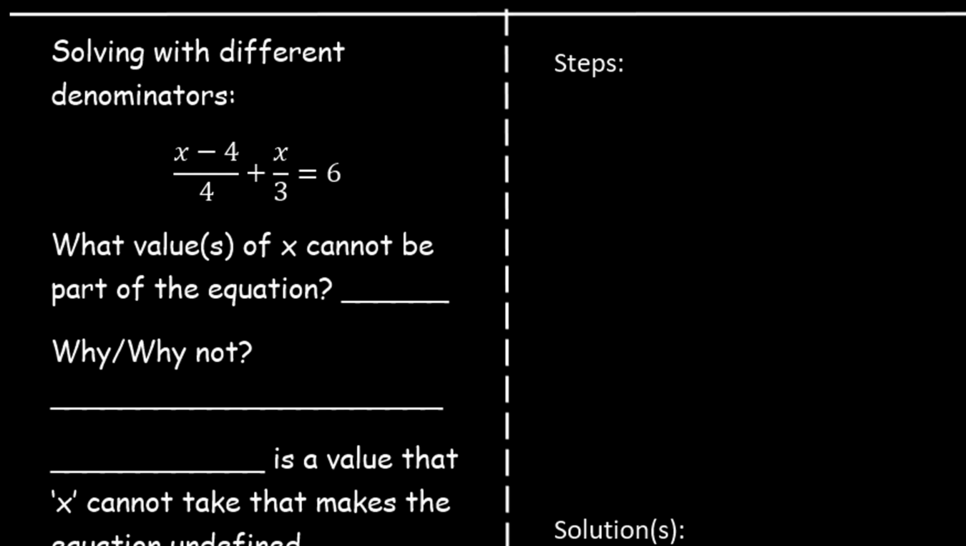-4 and -3. So, say I put -4 in for x. Does that make either of my rationals undefined? Makes one of them. So, say I put -4 in for x, right? It would be -4 minus 4, which is -8, divided by 4, which is -2. Is that undefined? No. What about -4 divided by 3? Is that undefined? No.